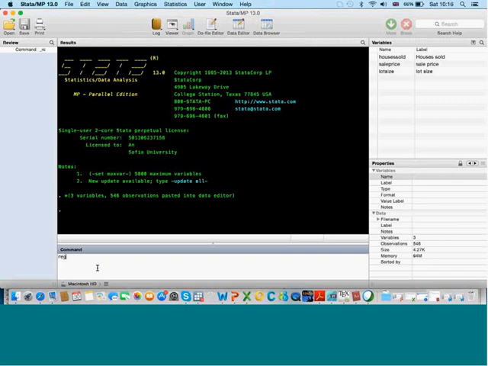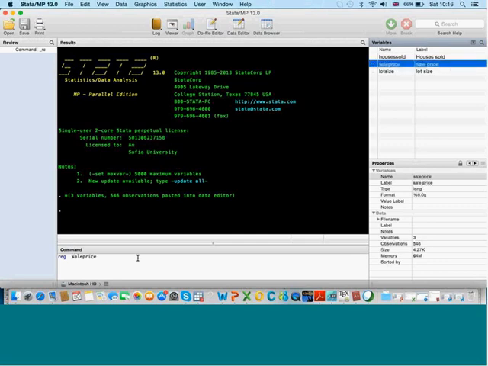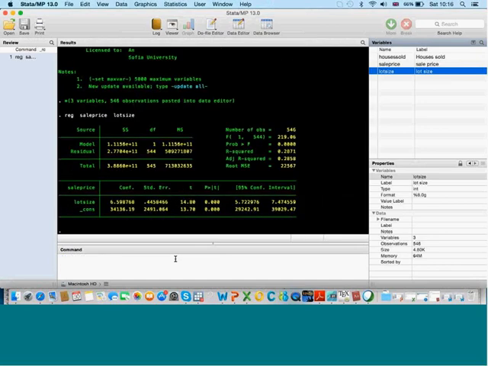So remember, I provided you with the command. It's just a simple reg command, and my Y is house prices. So house prices is this one. And then lot size is this one, my X. Lot size determines sales prices. So I run it, and this is the output of my regression model.